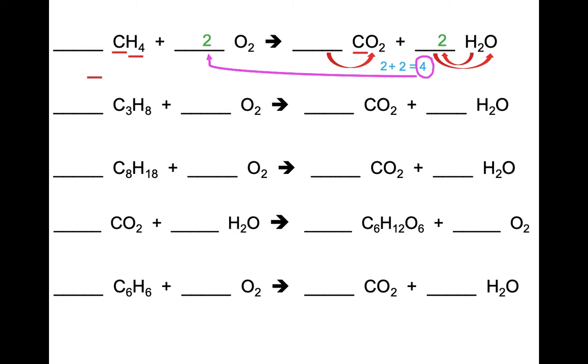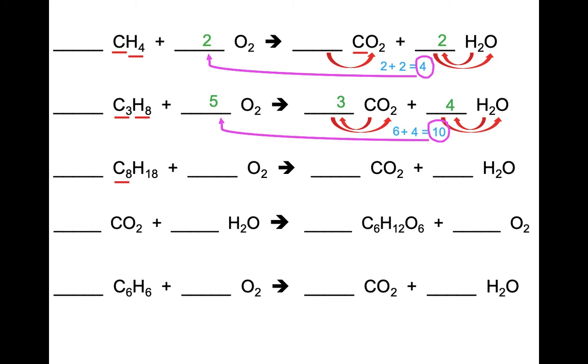In the next one, we have 3 carbons. So let's put a 3 outside of the CO2. We have 8 hydrogens. So let's put a 4 outside of the H2O. Then we're going to figure out how many total oxygens we have on the product side. We have 6 and another 4 for a total of 10. The last place that we can put a coefficient is in front of the O2. That will need to be a 5 to give us 10 oxygens, so our coefficients are 1, 5, 3, 4.